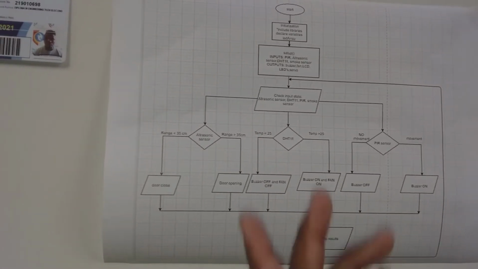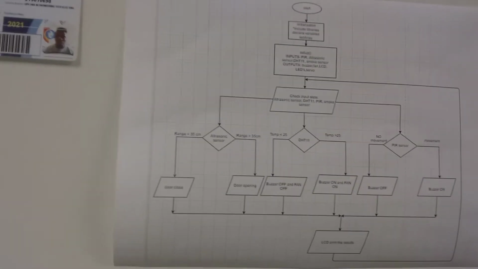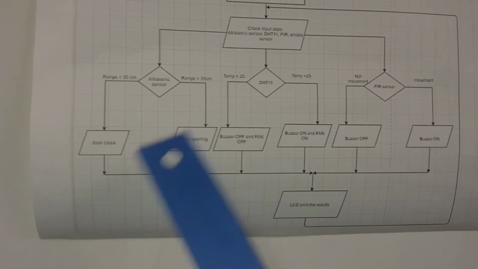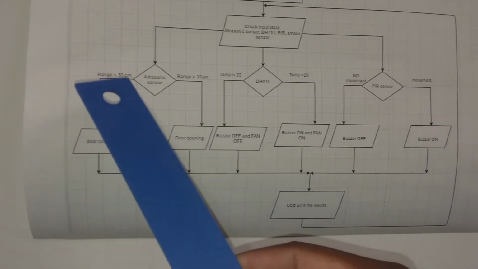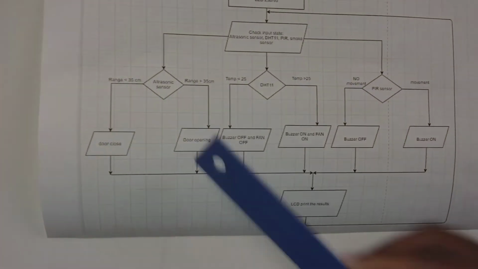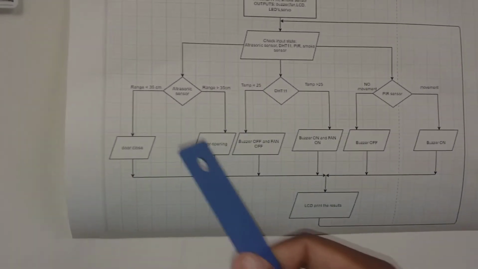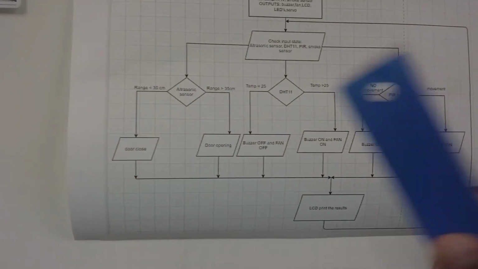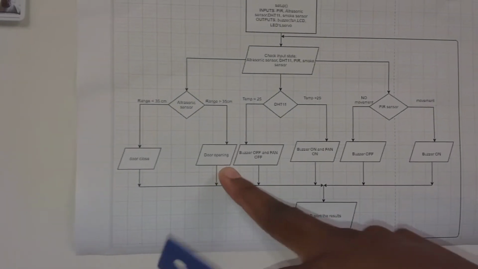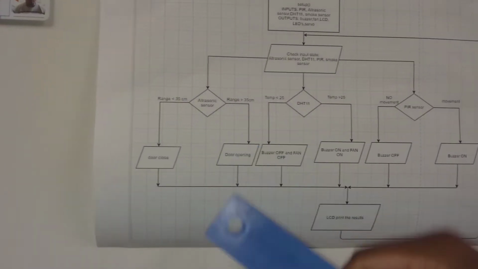So the ultrasonic sensor: if the range of someone who's approaching the door is less than 35 centimeters, the ultrasonic sensor will not detect anything, and then the door will not open. But if the range of someone who's approaching the door is greater than 35 centimeters, the ultrasonic sensor will detect, and then it will trigger the servo motor which will open the door.